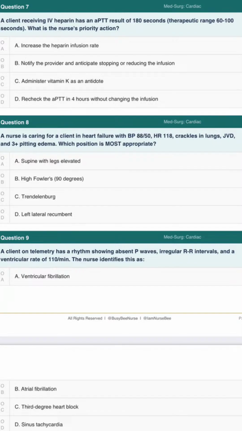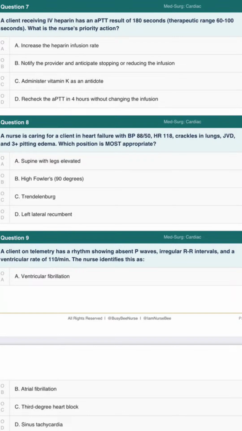I'll just read question 10 because it's kind of cut off on the bottom. Okay. A client with hypertension is prescribed lisinopril. This is a very good question, guys. Let me read it again. A client with hypertension is prescribed lisinopril. Which client statement indicates a need for further teaching?